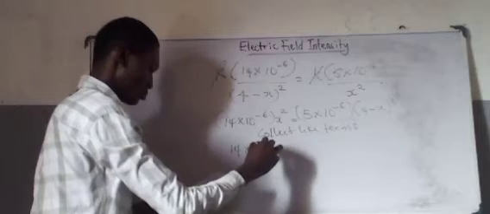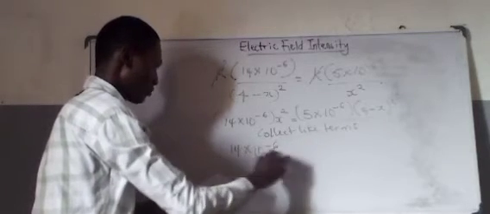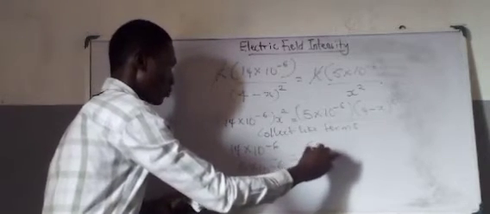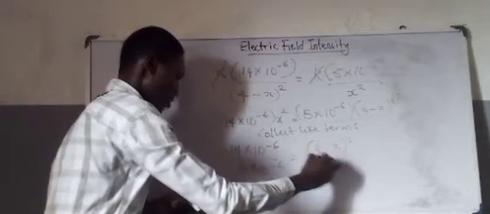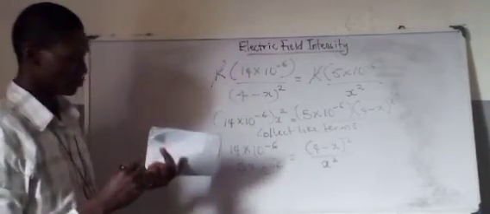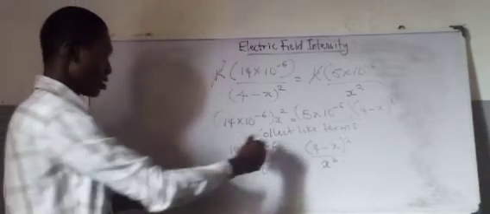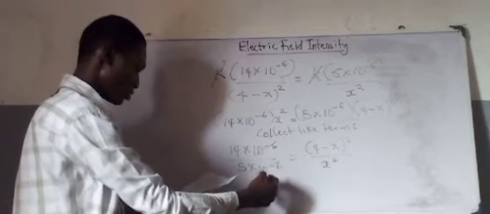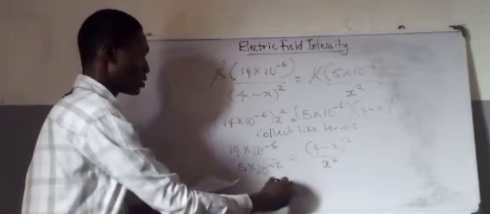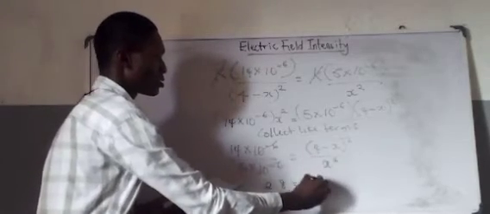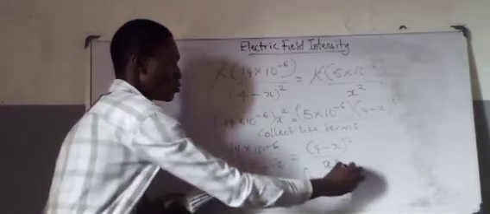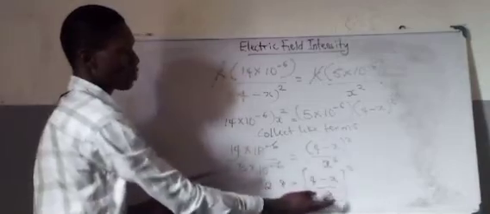We can collect like terms. So we have 14 times 10 raised to the power minus 6 divided by 5 times 10 raised to the power minus 6 equal to (4 minus x) all squared divided by x squared. So from here, we have 14 divided by 5, which gives us 2.8. And if we take out this, we have 4 minus x divided by x, and we can square all together. So taking out the square, we have this.